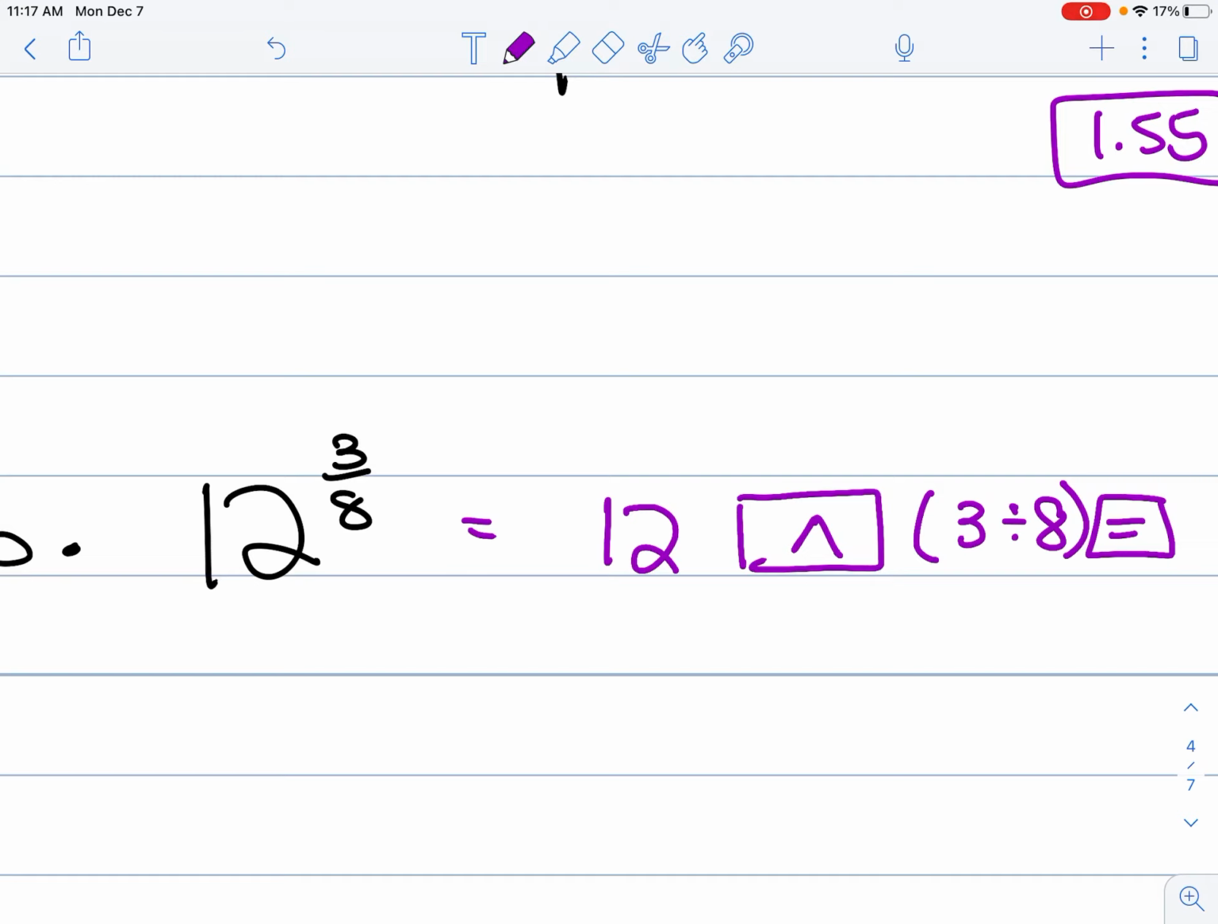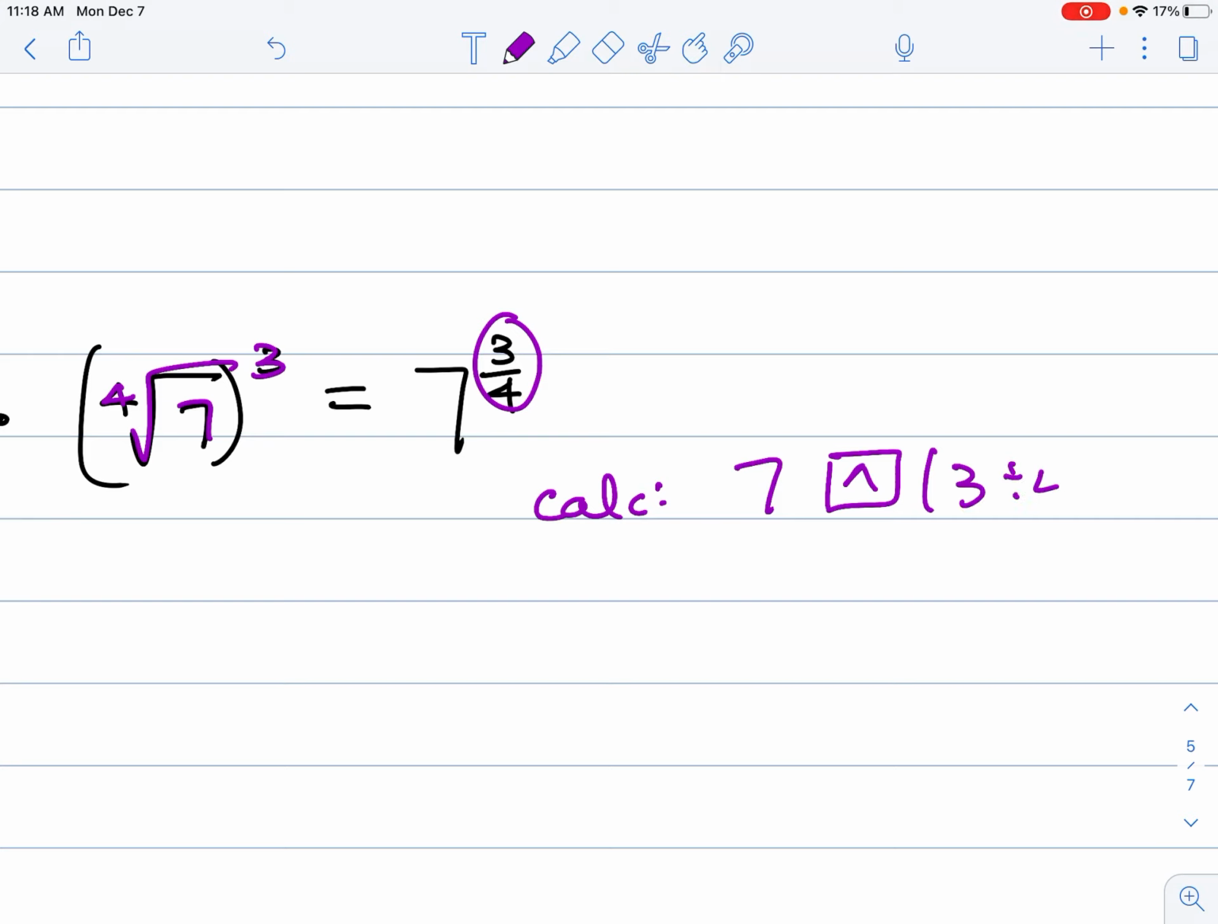Okay. And then this one here, if you see this fourth root of 7 to the third, you can rewrite that so that we have a fractional exponent instead. That will be easier for you. So in your calculator, you're going to put 7, do your exponent key, parentheses 3 divided by 4, end parentheses, equal key, and we're going to end up with 4.30, approximately to the 2 decimal places.